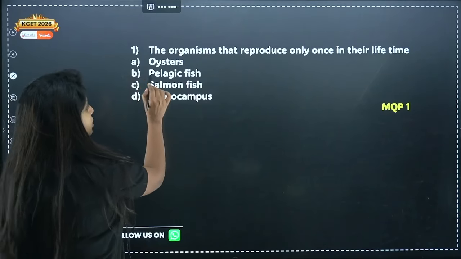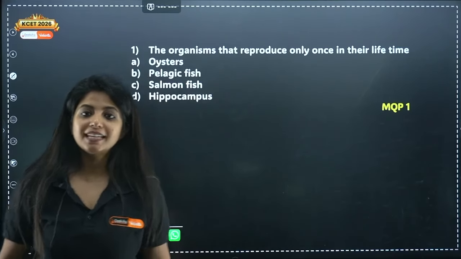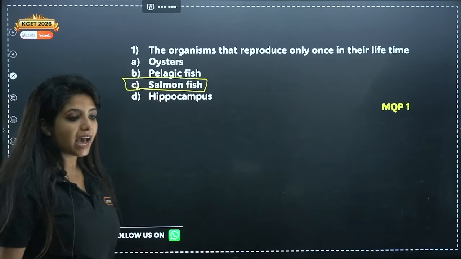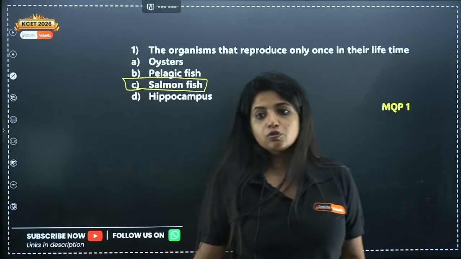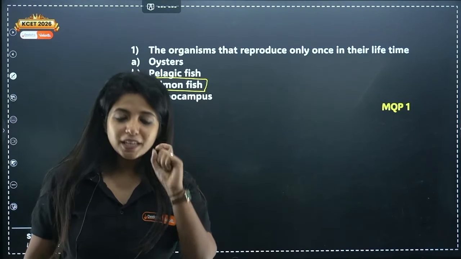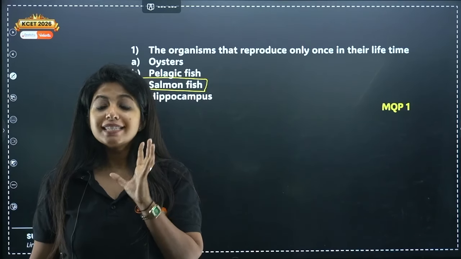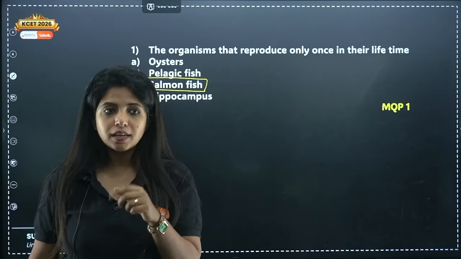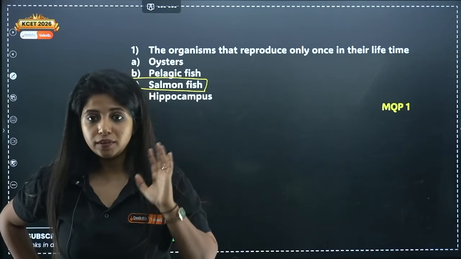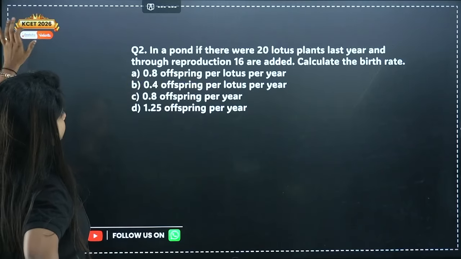Oysters, pelagic fish, salmon fish, or hippocampus. What is your answer for this question? It is salmon. It is Pacific salmon actually. And also bamboo trees. They also reproduce only once. We have studied this, right? So Pacific salmon or bamboo tree, both of them basically are semelparous organisms. They breed only once. Iteroparous means they breed multiple times. For example, fishes, mammals, all of them. Okay, done? Yes, ma'am. Next.